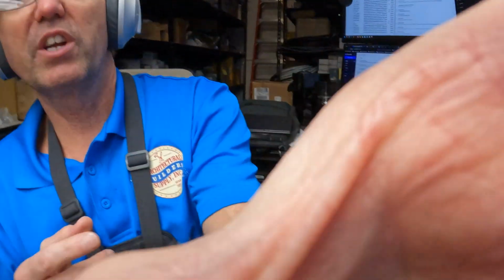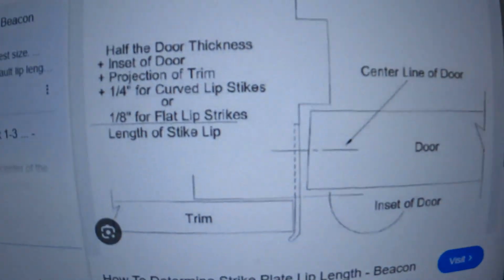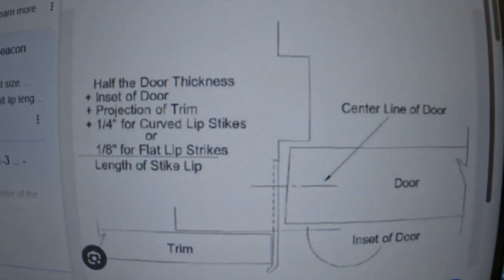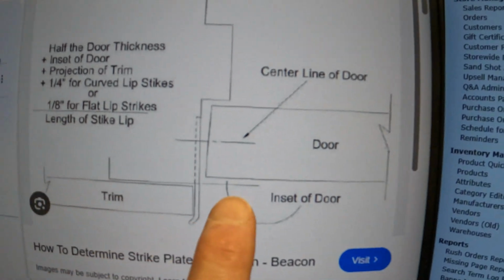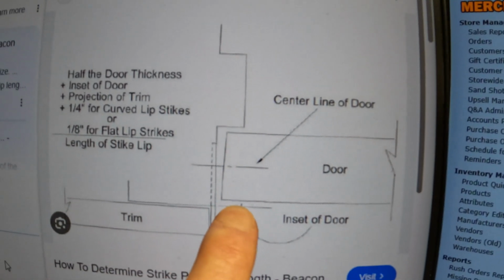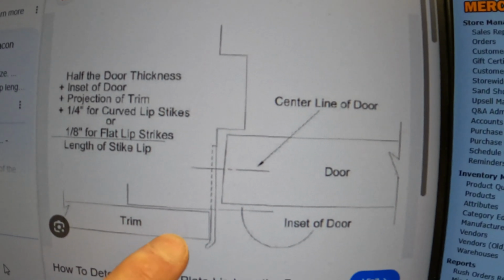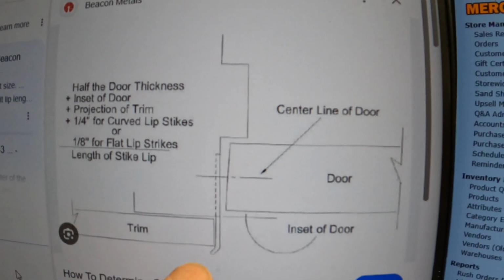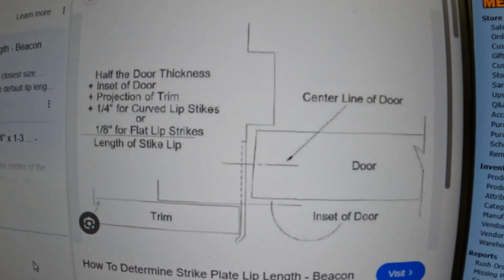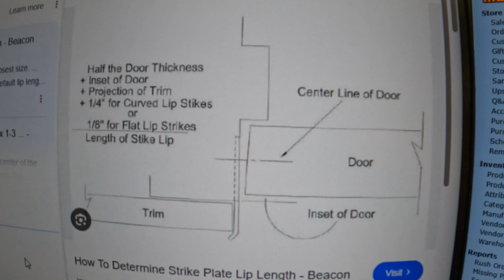So let's just stare at it together. We should be able to see that without too much trouble. That's exactly what it looks like. Take half of your door thickness, add your inset here, add the thickness of your trim here. If you have a curved lip strike, add 1/4 inch. If you have a flat lip strike, add 1/8 of an inch. Okay? That's how you do it.